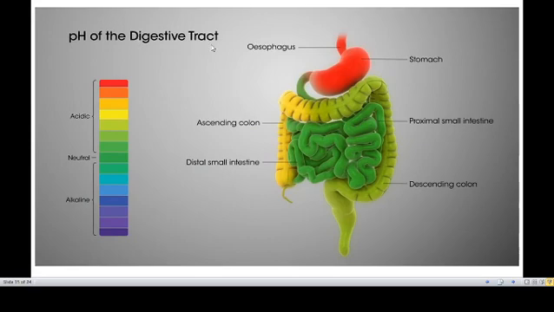pH of the digestive tract. This is an acidic solution, neutral solution, and alkaline solution.